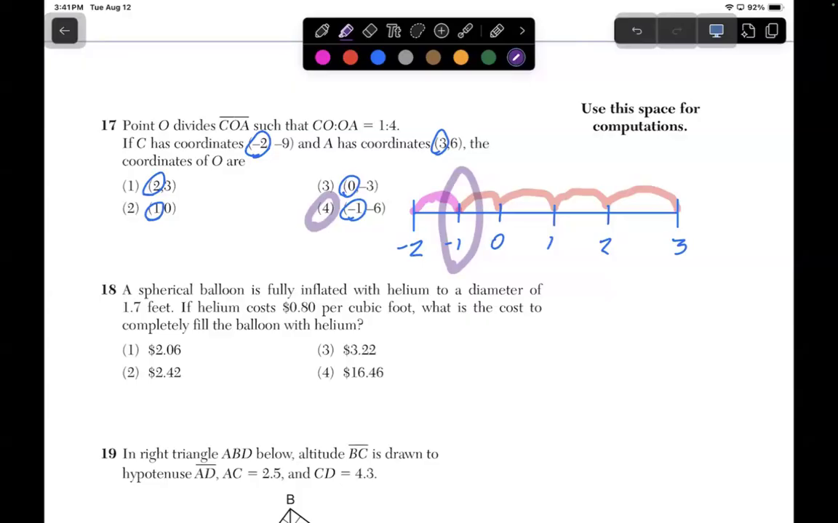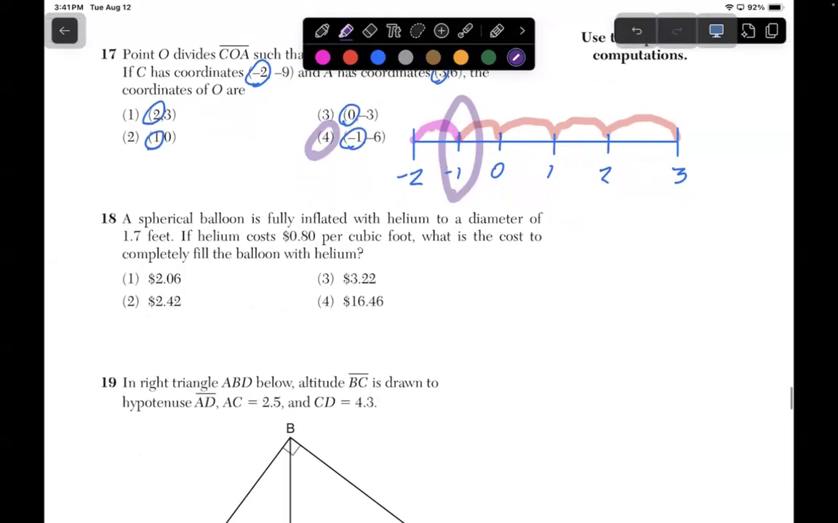You can go ahead and do this with the y coordinates. You can plot the whole thing. I just find it easier to deal with the x coordinates, and it makes it a lot easier for me. Hopefully you find that too. So 17 was 4.